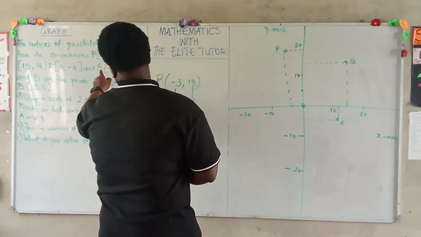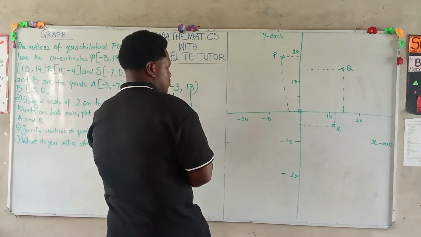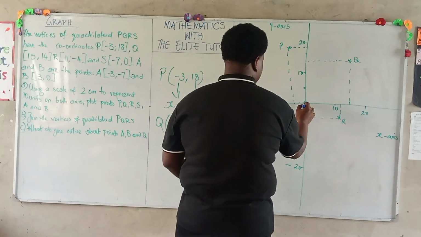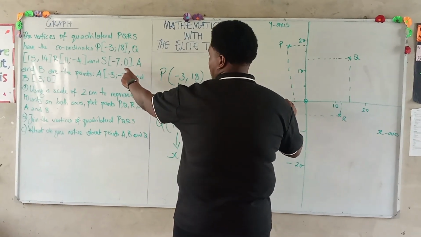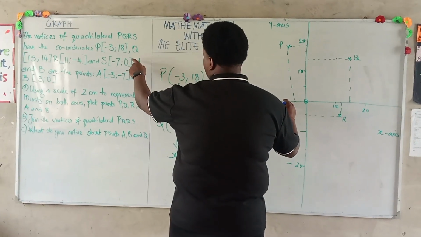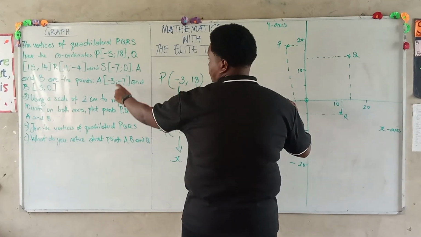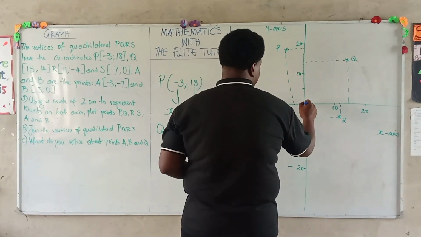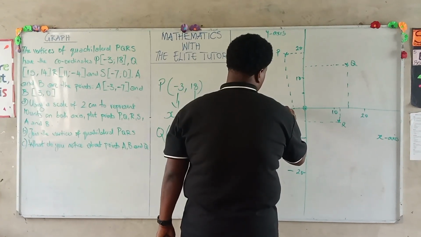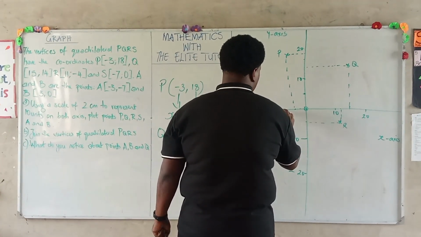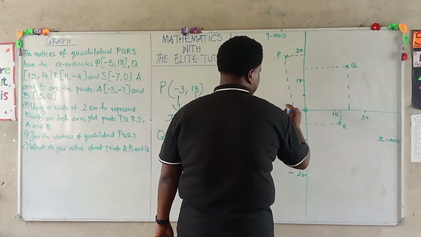And finally, the coordinate for S. When x is minus 7, minus 7 will be from 0 to 10, so we can have minus 7 here. When x is minus 7, what is the value of y? The value of y is 0. So it's going to be on this particular point, on this particular straight line.